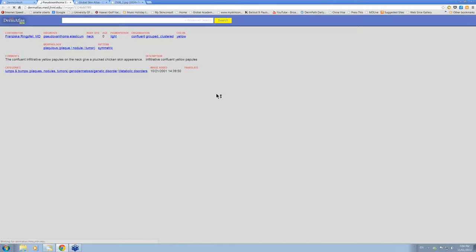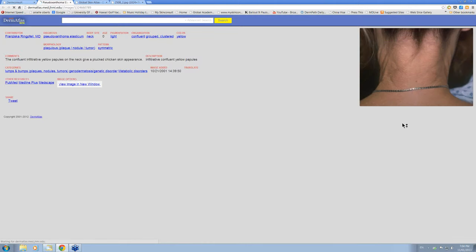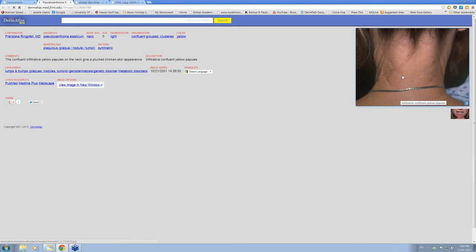I think this is a link to one of the Derm Atlas cases, but it might be interesting just to look at the image. Yeah, that's it up there. What you're seeing here, these yellow papules, is what gives that skin the chicken breast appearance. They've said confluent infiltrated yellow papules in the neck give a plucked chicken appearance.